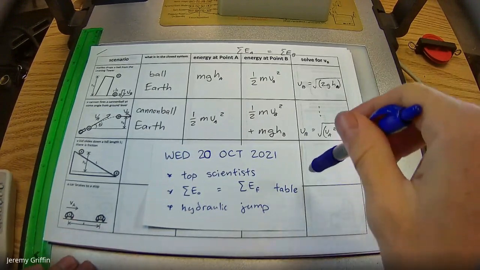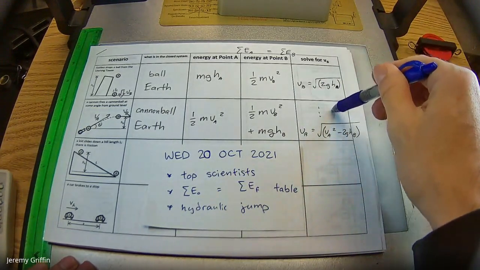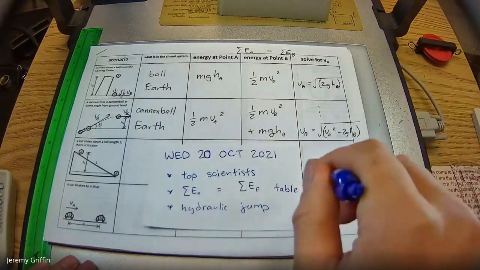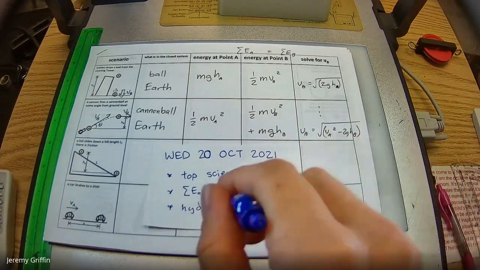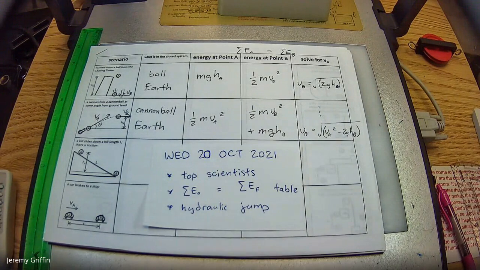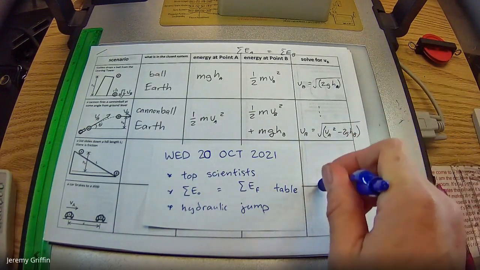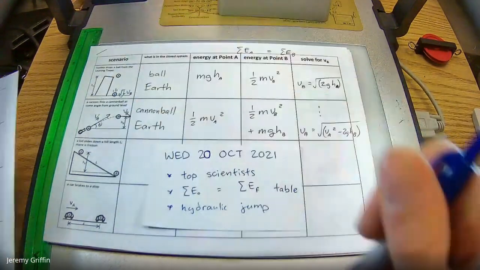Okay. All right, so you guys remember this table we started yesterday? We did the first two rows. We're going to do most of the rest of the table today. And then in the last few minutes of class, I'll tell you guys about hydraulic jump, switch over, look at a video demo. But most of class today, we're going to be thinking about conservation of energy setups for all these different scenarios.